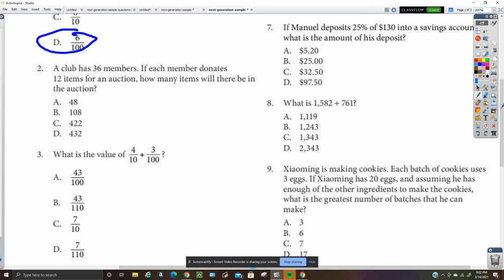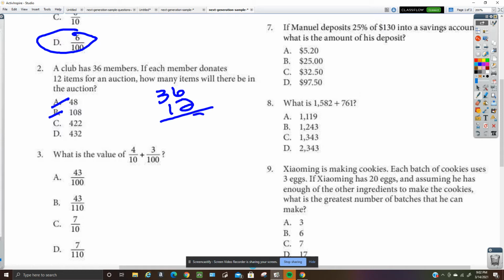Each club member has 36 members. If each member donates 12 items for the auction, how many items will be there in the auction? Well, this doesn't make any sense here. And you know that 10 times 36 is 360. So it's either these two answers here. So let's go ahead and multiply this out.